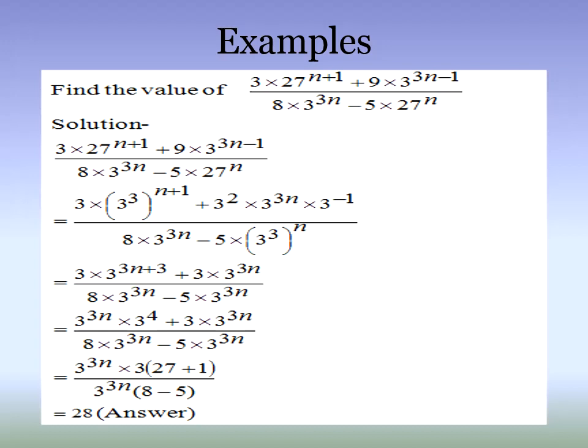So we can consider 3 to the power 3n as a common term, and 3 is multiplied with 27 plus 1, and in the denominator 8 minus 5. So 3 to the power 3n is eliminated, and 8 minus 5 is also 3, so it's eliminated from numerator and denominator. So 27 plus 1, that becomes 28.